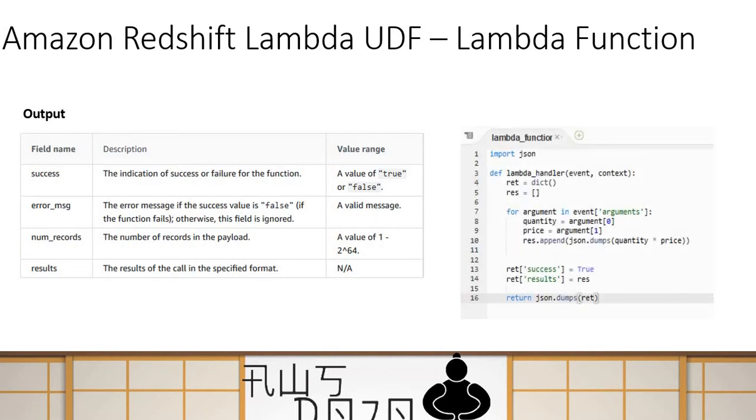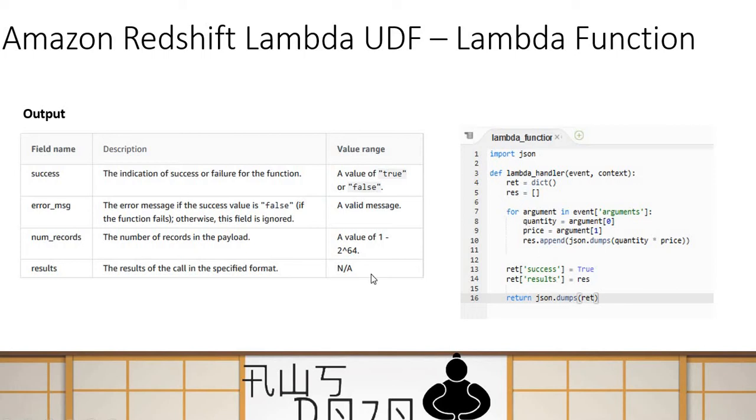Just to give you an example, you can see here that we are passing an array of arguments, and each argument has quantity and price populated. What we are doing is multiplying quantity and price, and then appending that into an array, say res. Now this is my return, which is a dictionary type, and then I'm returning the return variable. But before I return it, I have to pass success as true or false, and then result is equal to whichever array of results you want to return. In this case, it was res.